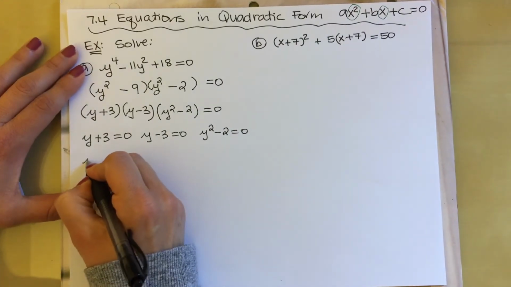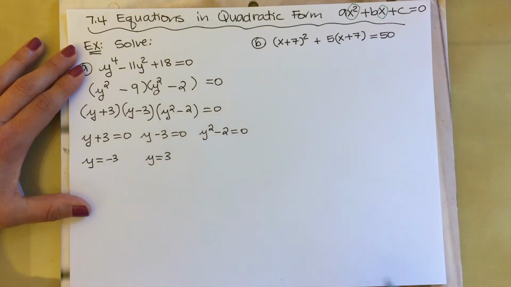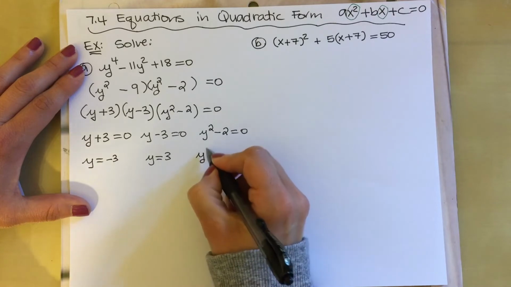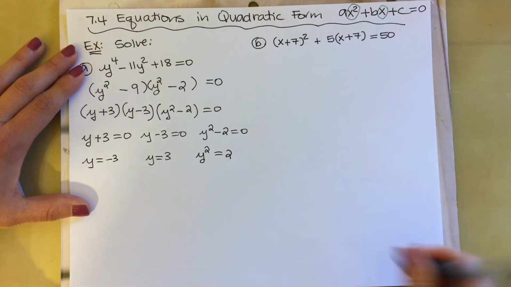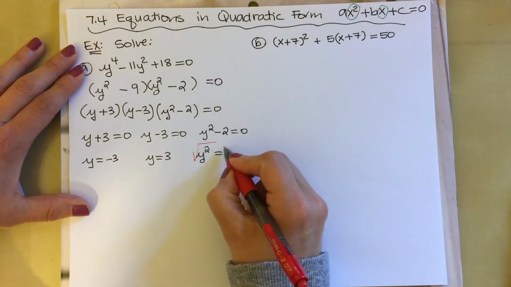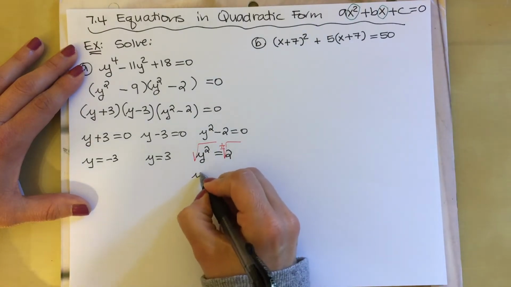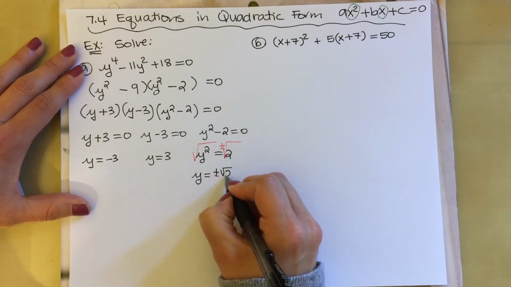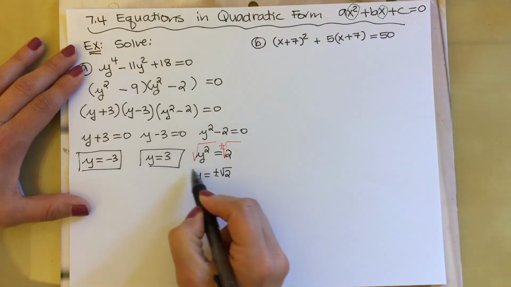The first one tells me that y is negative 3. Second, y is 3. And then the third one, since we can't factor, what we do is just isolate y squared. You need to square root both sides. And when we square root both sides, you need to include plus or minus because there will be 2 solutions. So we get that y is equal to plus or minus square root of 2. And so we have 4 solutions.